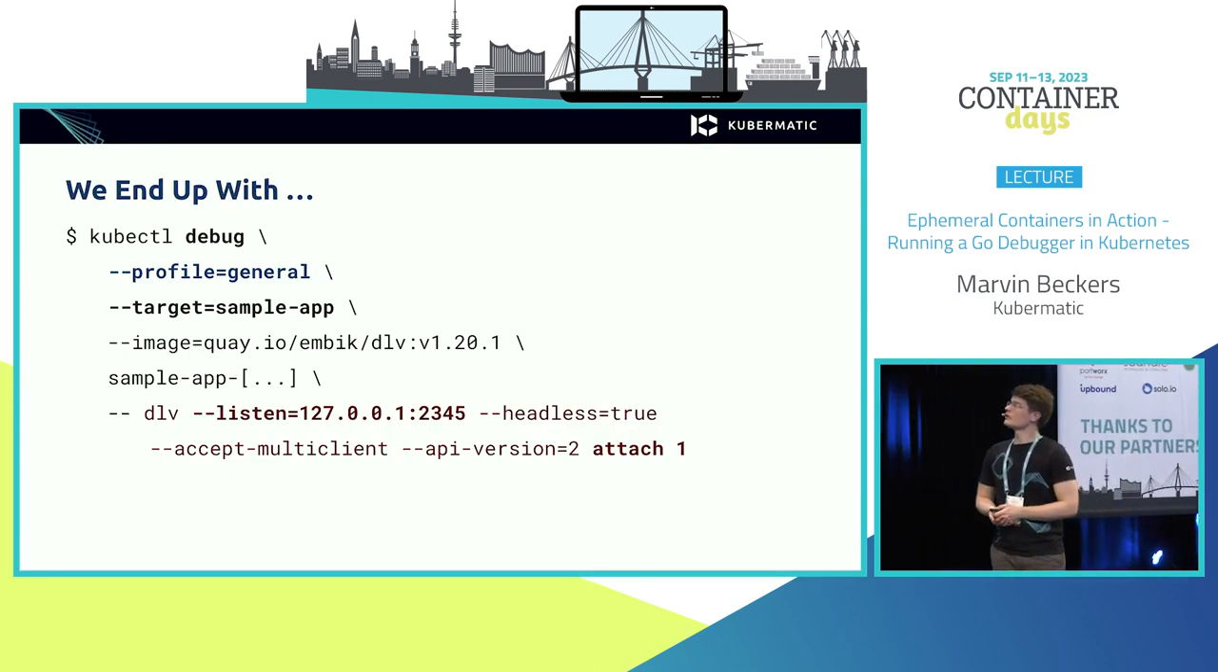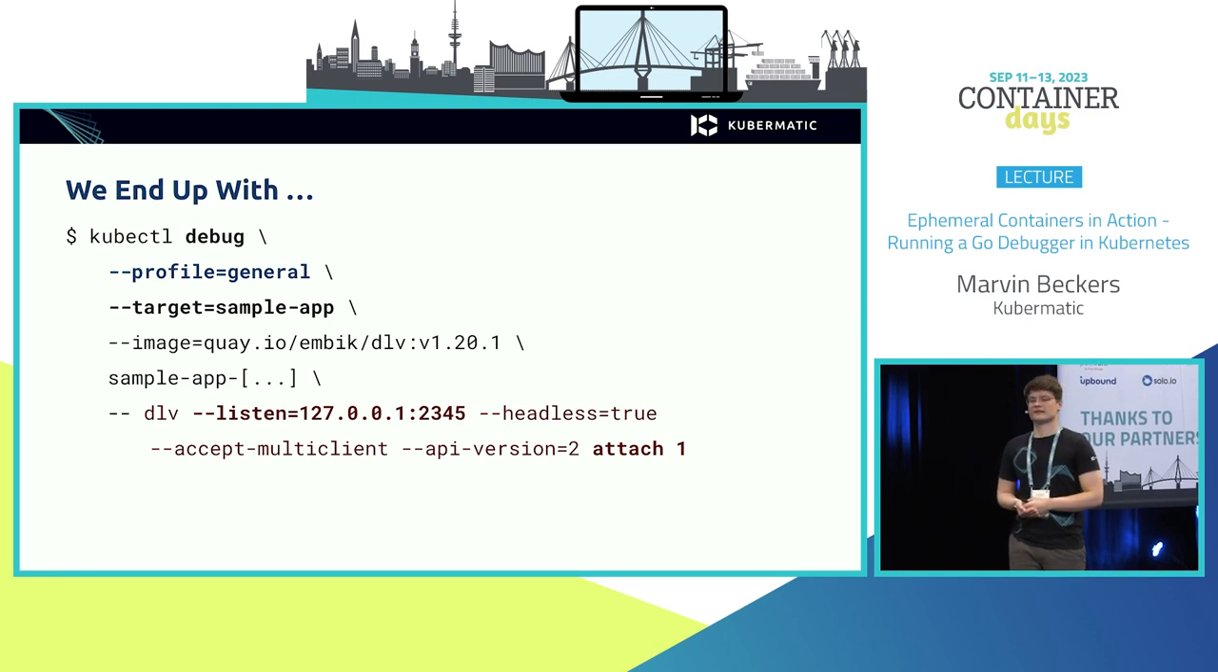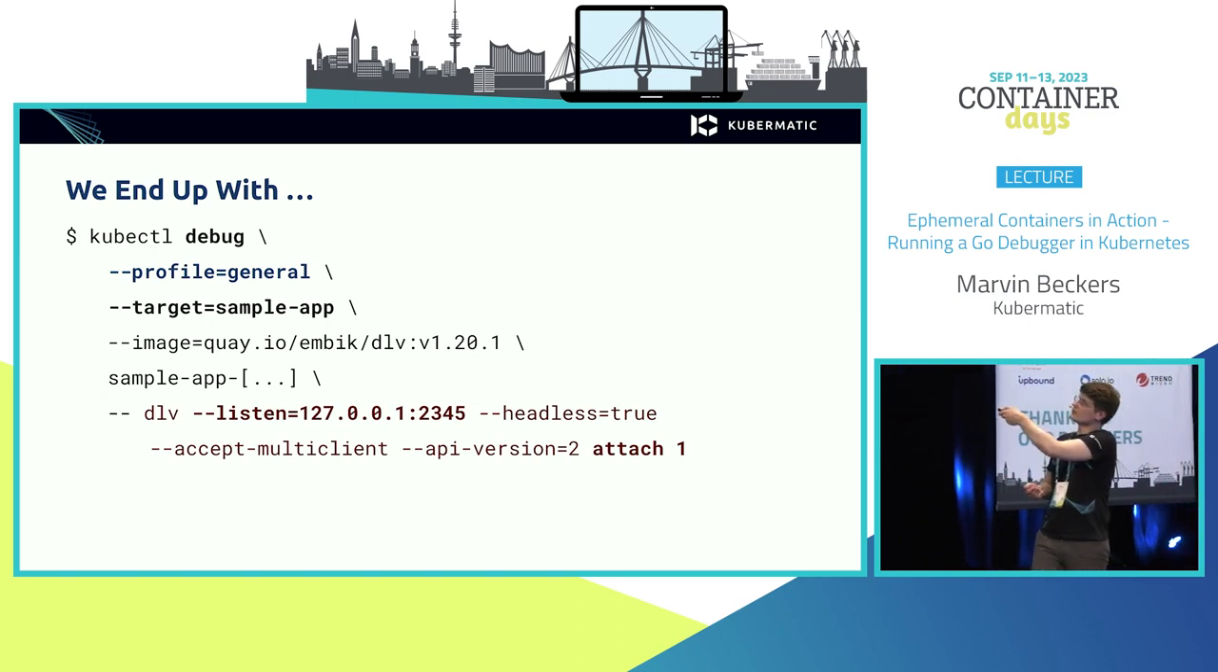And if we put it all together, we have this, well, kind of a behemoth of a command. But essentially, what we need is kubectl debug. That's the whole why we're here. We need the --profile that I told you about. So there is this general profile that gives me exactly what I need, the CAP_SYS_PTRACE capability. And that means, yeah, I will be allowed to attach to a running process.